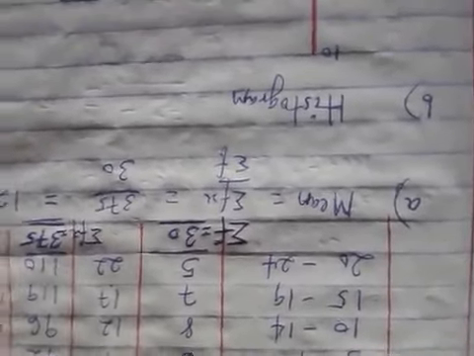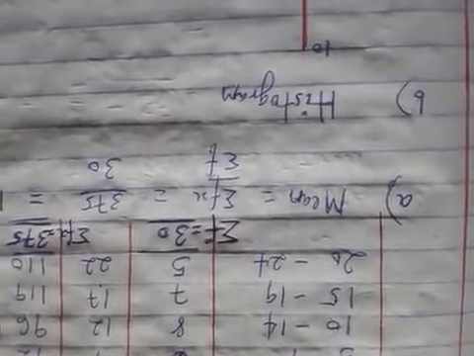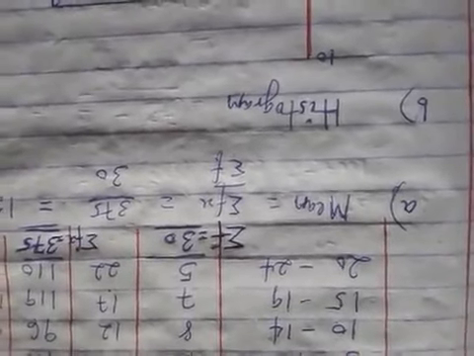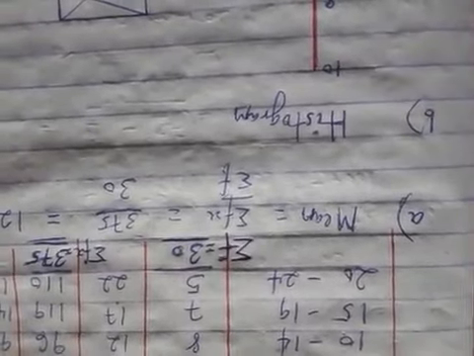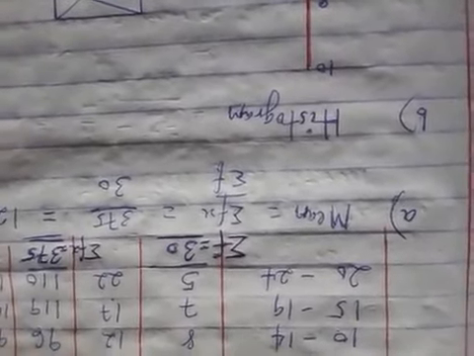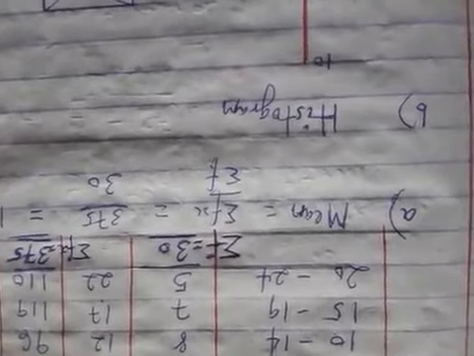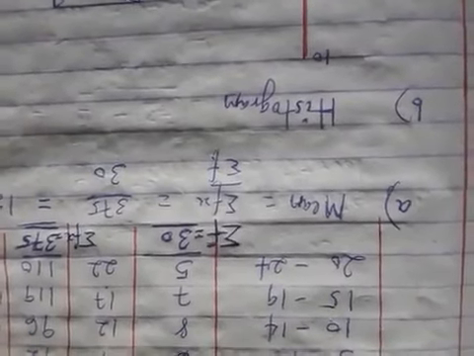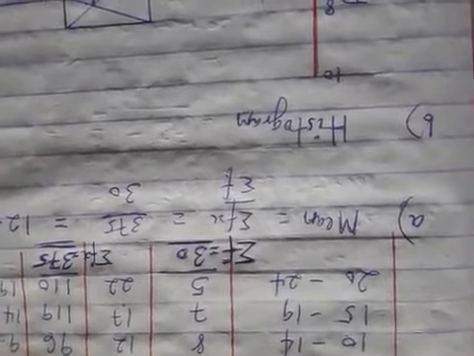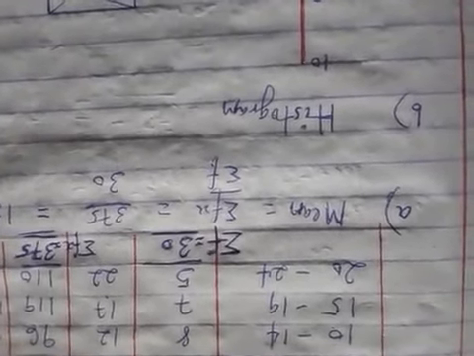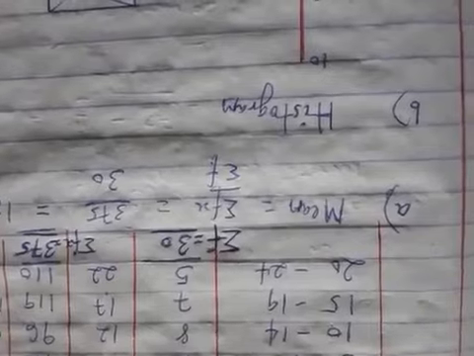B, don't forget the question says draw histogram and a frequency polygon. Two diagrams at the same time, but you draw them separately. So let's draw our histogram. The only difference between a histogram and a bar chart is that the histogram joins together. The bars of the histogram join together, while the bars of a bar chart do not join together, they are separated. I taught you bar charts in the last class, so let us go on.